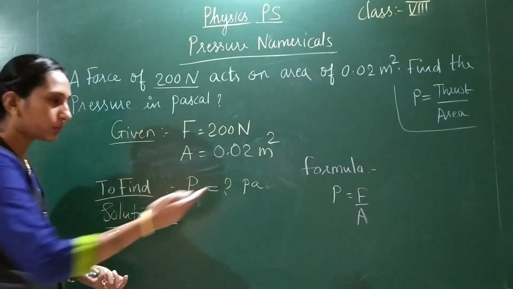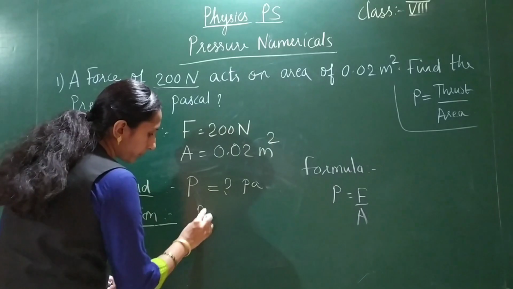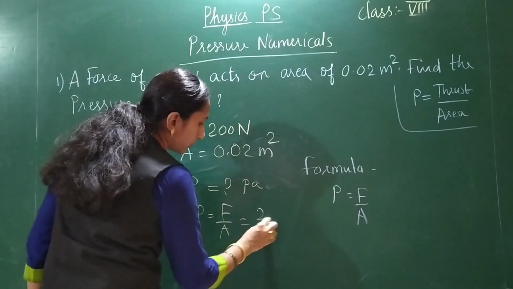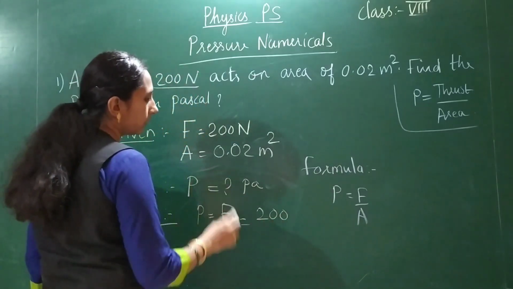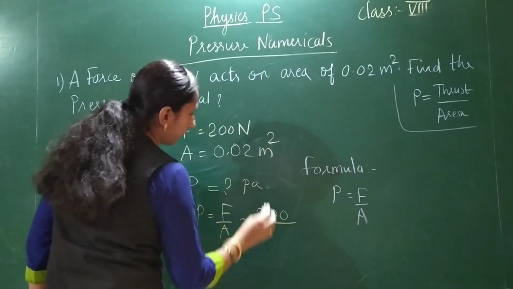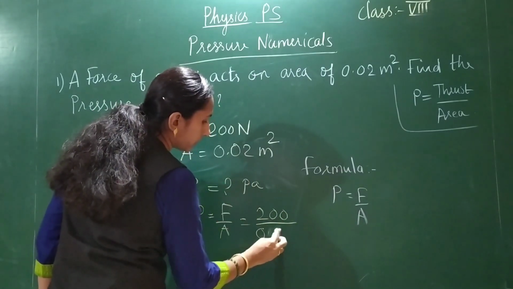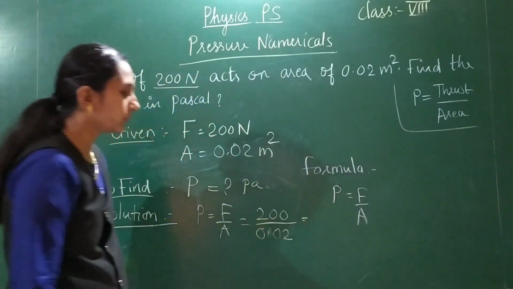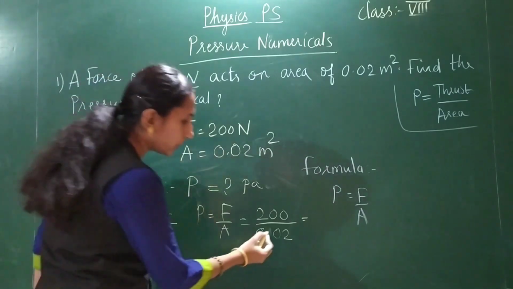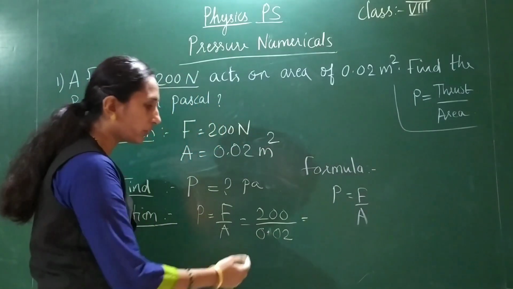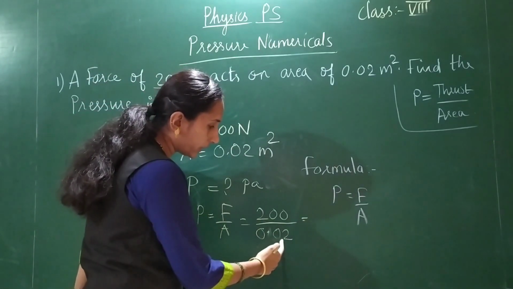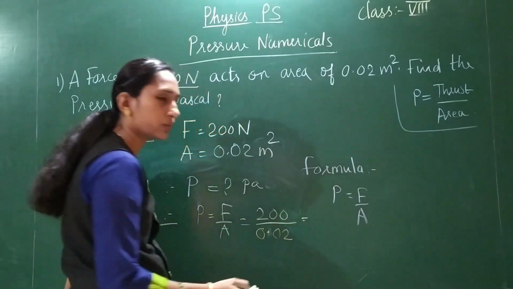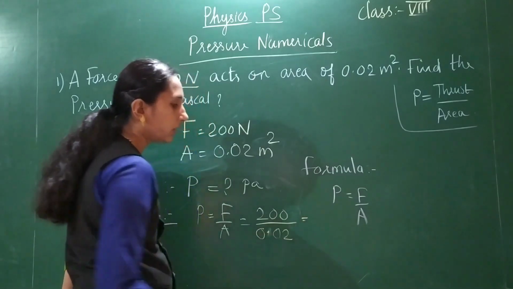In the solution, you substitute all the things. P is equal to F upon A. The force is 200 newtons, and 200 newtons upon the area, 0.02. By solving this, as both terms have decimals, you can shift the decimal point. If you shift 2 places, you have to add 2 more zeros over there.